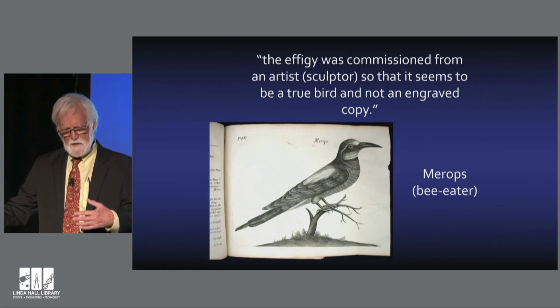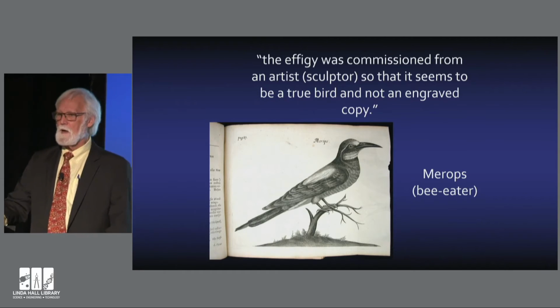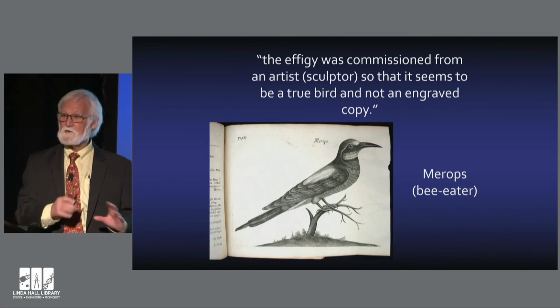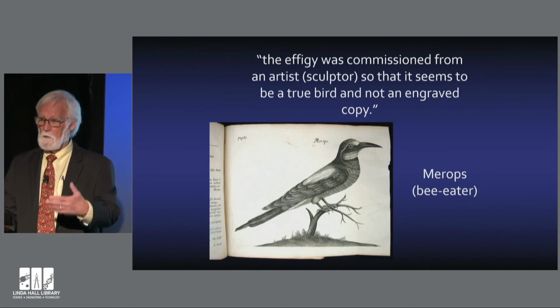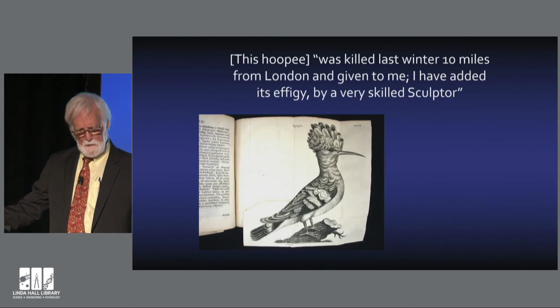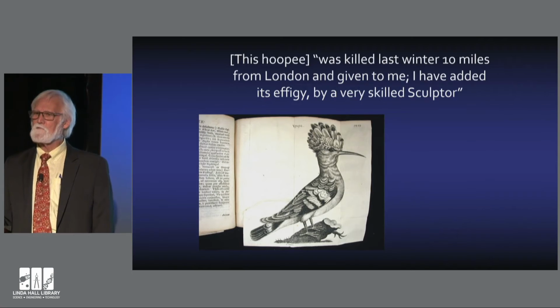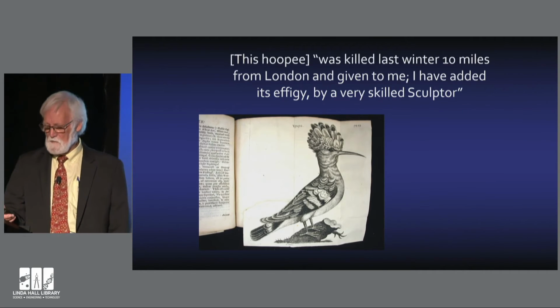But he says in his text, the effigy, the picture, was commissioned from an artist, a sculptor he calls it, so that it seems to be a true bird and not an engraved copy. This is the bird I saw, the one I described in the text, and I got an artist and had him draw it so you would know that was the case. He describes a hoopie, which is kind of like the blue jay of Europe, and he says of this hoopie it was killed last winter 10 miles from London. I always like that. Like that identifies it, 10 miles from London, and given to me. I have added its effigy by a very skilled sculptor.